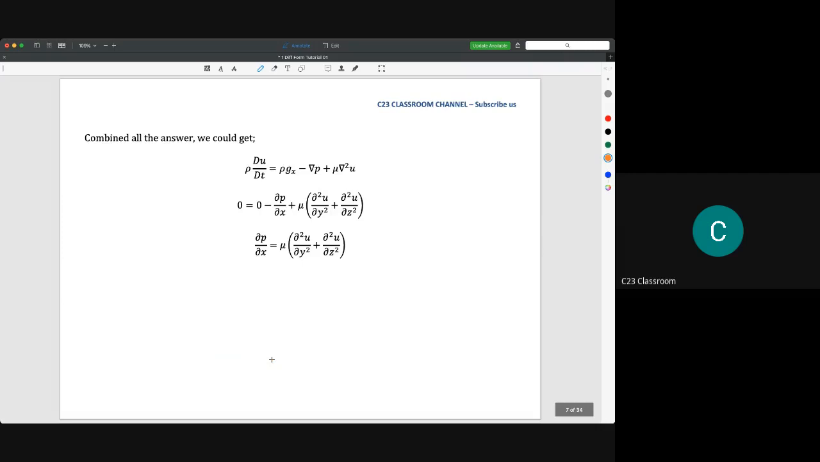Okay, kemudian apa yang kita kena buat ialah we combine all the answers and we could get this term. So we have rho du dt equal rho gx minus nabla p plus mu nabla square u. So this is the general term. And then we substitute with all the simplified terms that we made previously. So we have this one, and then we could simplify it as this term. So here, to neglect the negative sign, we bring the negative dp dx to the left hand side, so we could have this term.